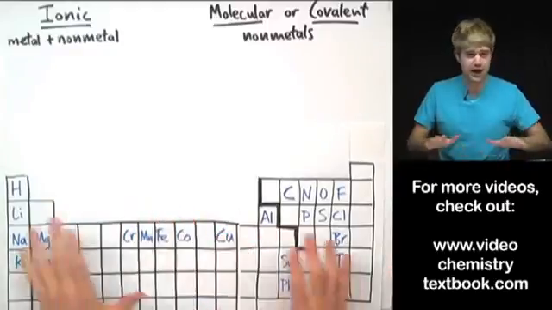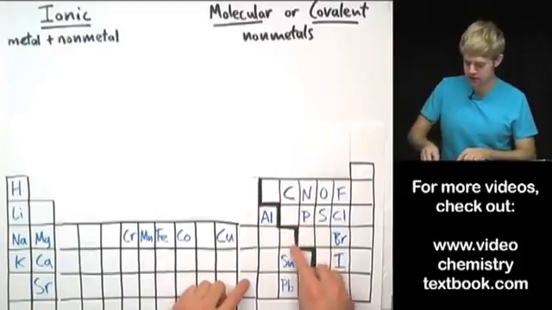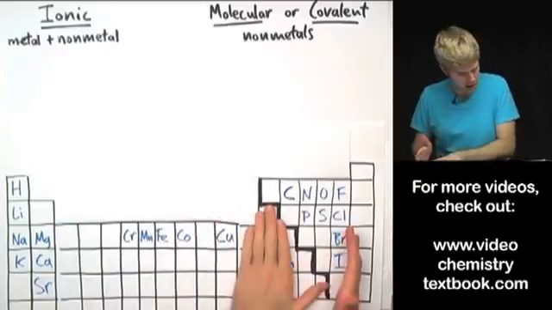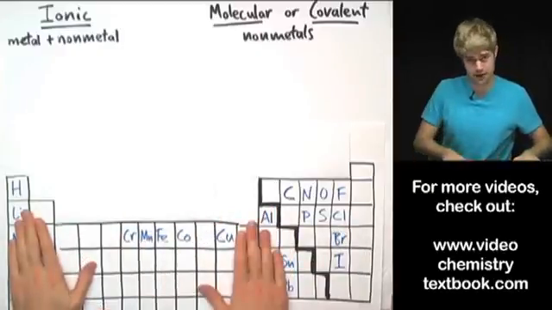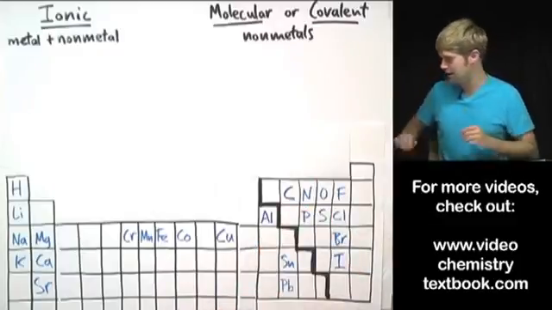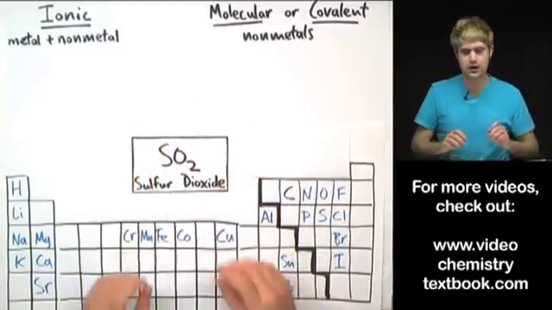I've left out a lot of the elements because they're not important, but what is important is this big, thick staircase that divides the periodic table into two parts. On this side of the staircase are the metals, and on this side of the staircase are the nonmetals. Okay, so here are a couple examples. The first one, sulfur dioxide.